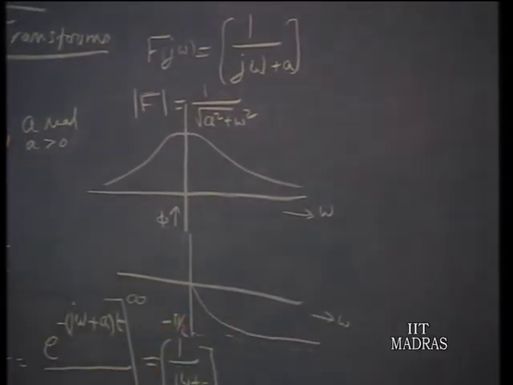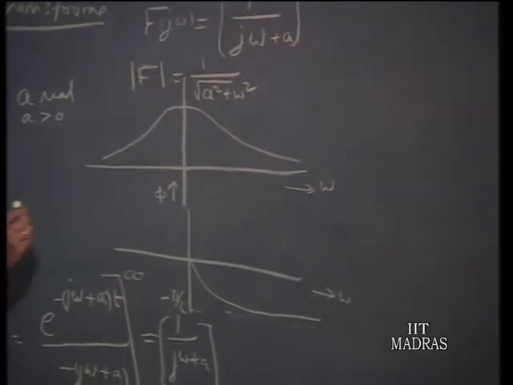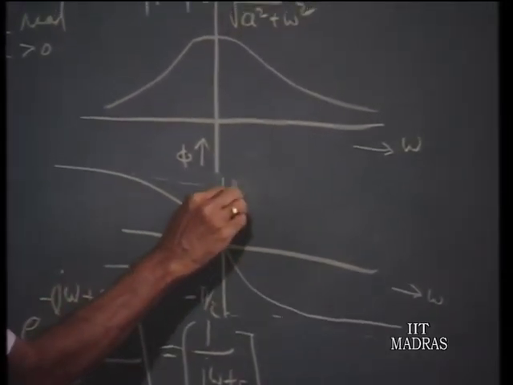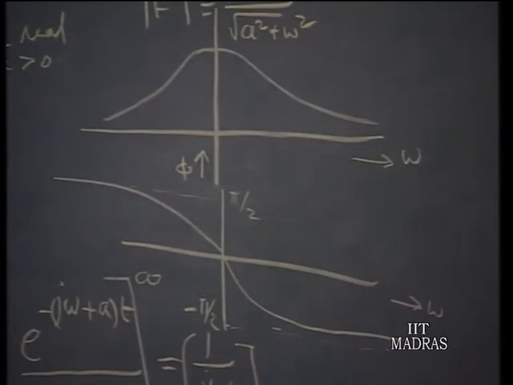And because the phase spectrum is an odd function of omega, it reaches plus pi upon 2 in the positive direction. So, that is what it is. This is the angle spectrum or phase spectrum, and this is the magnitude spectrum.